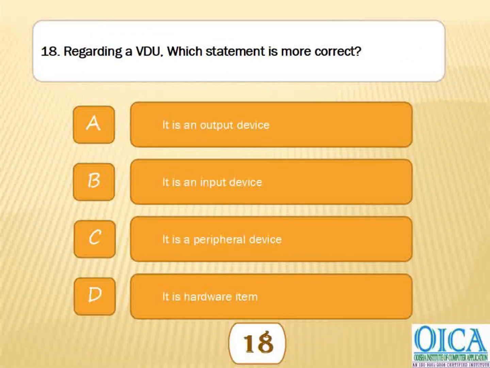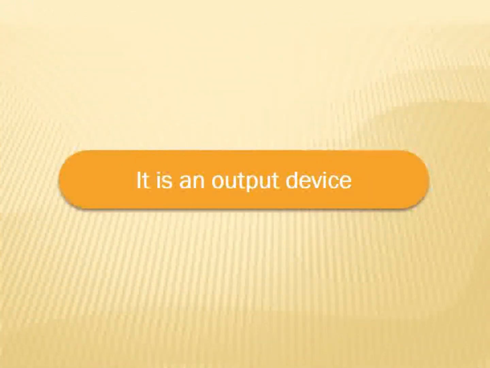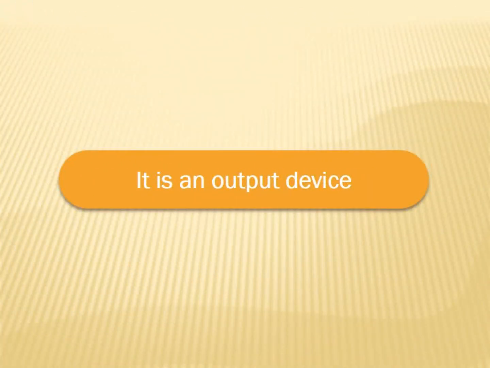Next, regarding a video monitor, which statement is more correct? A. It is an output device. B. It is an input device. C. It is a peripheral device. D. It is a hardware item. Answer is A. It is an output device.